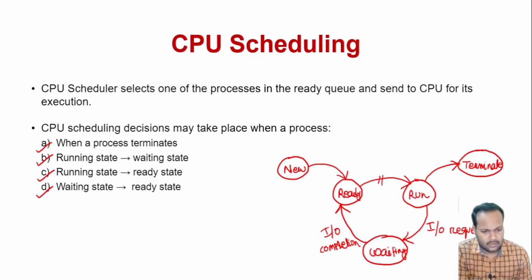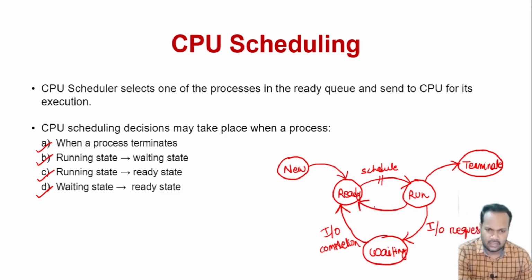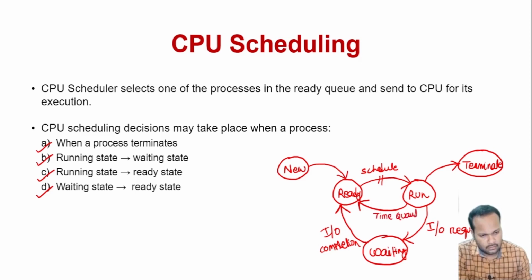So our scheduling is this line. That means the scheduler picks one of the processes from the ready queue, because in the ready queue many processes might be waiting. It is the CPU scheduler who chooses one of the processes from the ready state and puts it into the CPU for execution. So we can write here: schedule the process. Similarly, sometimes in time-shared systems, we give some time to each of the processes, and whenever the time for that particular process is finished, we can take it out of the CPU and give it back to the ready queue. That is called time quantum.